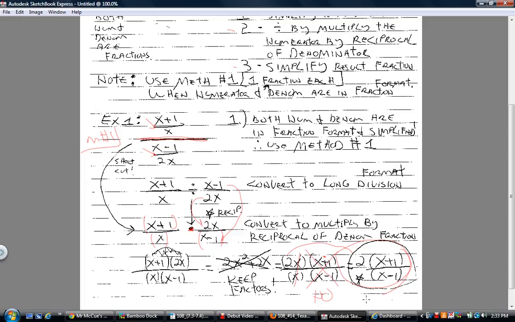Okay, hey, Mr. McHugh here. I have finished page 1 with you guys. We have worked on method 1. When I see you for page 2, guess what method we're going to work on? Method number 2.